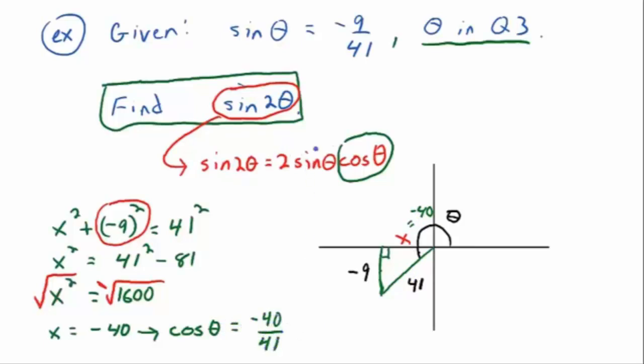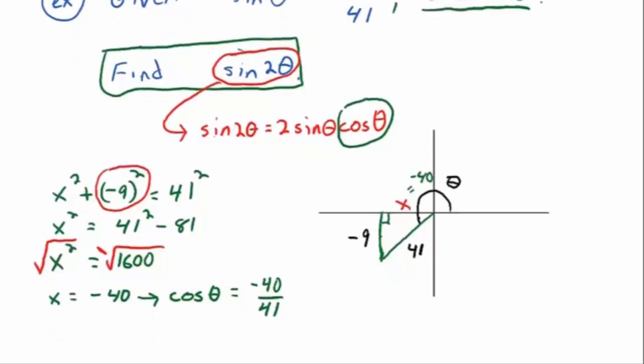So we're going to fill this in. We know that the sine of 2 theta is going to be 2 times the sine of theta, negative 9 over 41, times the cosine of theta. So the sine of 2 theta is going to be 2 times negative 9 divided by 41 times negative 40 over 41. We're going to replace sine theta with negative 9 divided by 41, and cosine theta with negative 40 over 41 in the right-hand side of the double angle formula for sine.